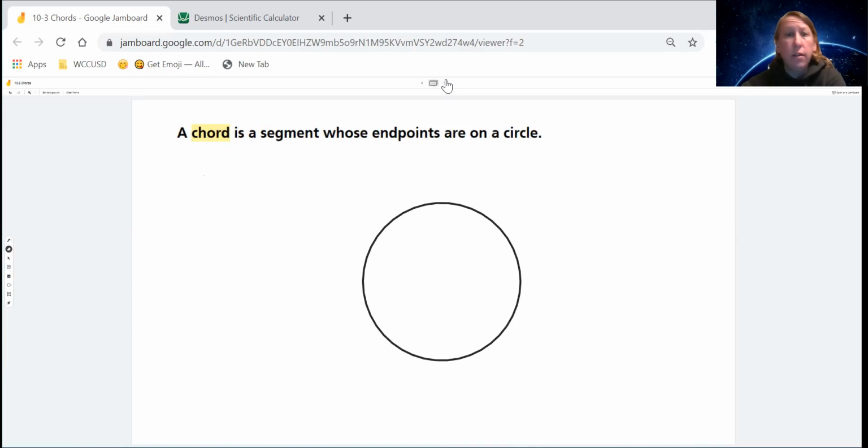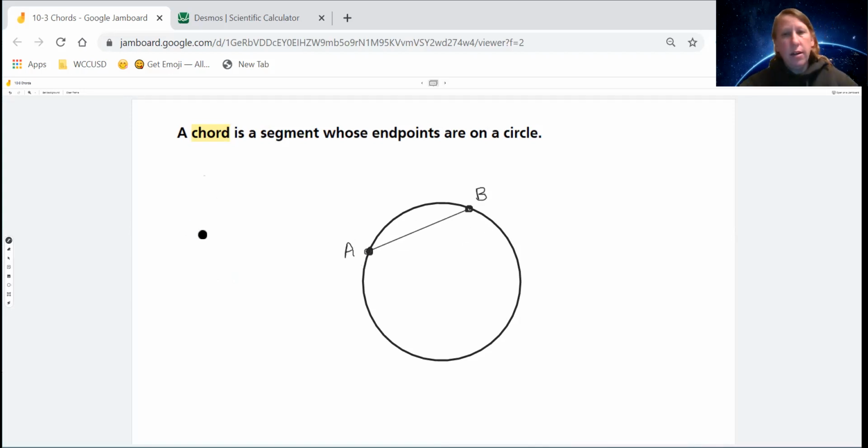What is a chord? A chord is a segment whose endpoints are on a circle. So I can have a line segment whose endpoints are on a circle. Here's a point, and here's another point. I can name those points. I can name this one A, and this one B. And if I wanted it to be a chord, I would connect A and B with a line segment like that. So line segment AB is a chord.